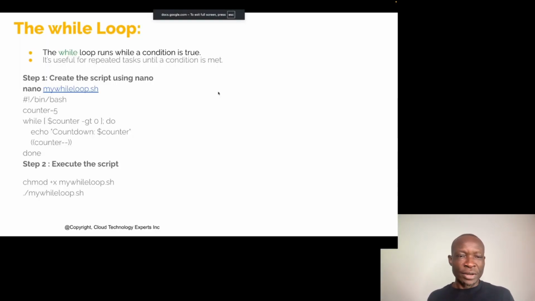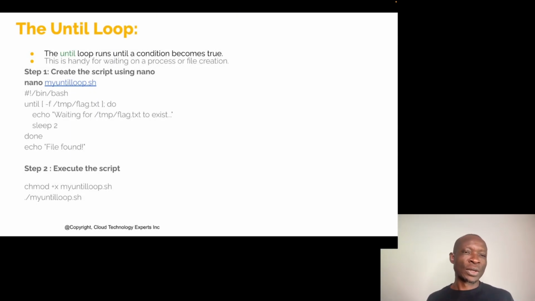Okay, moving on. That is an example of a while loop. While, do, done. Okay, so this one is until. So you can see the until loop runs until a condition becomes true. All right. This is handy for waiting on a process or file creation.